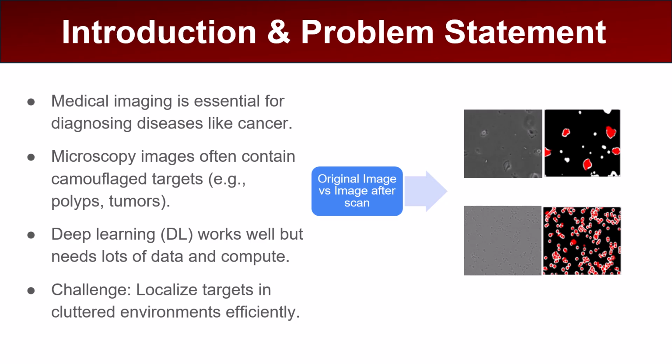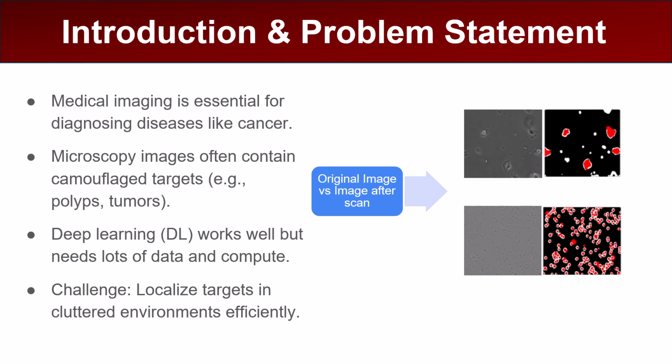Medical imaging, especially microscopy, is a foundational tool for diagnosing conditions like cancer. However, identifying critical features like polyps or tumor cells isn't always straightforward. These targets are often camouflaged within noisy or low contrast environments. The images on the left are examples of original microscopy images, and to the right, the same images after pre-processing. These visuals highlight how subtle and embedded these features can be, making detection a major challenge.